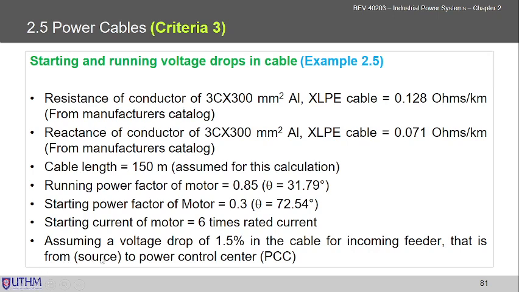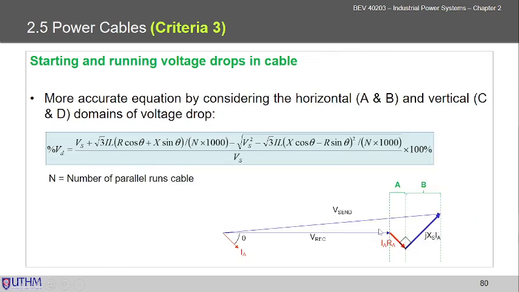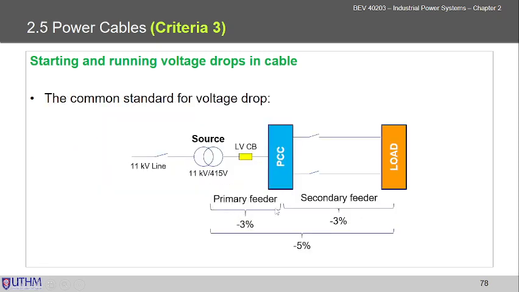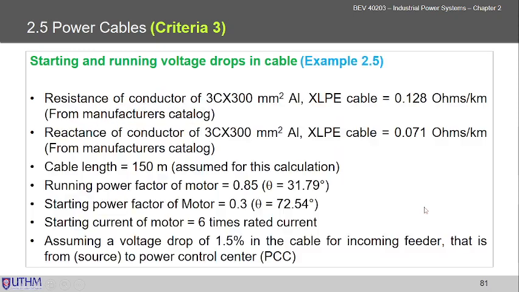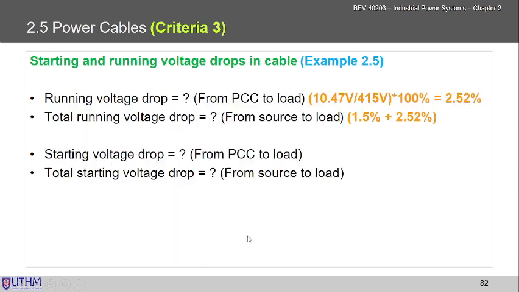That means it is assumed from the source to the PCC, like just now. From the source to the PCC, that means this one. So this is on the primary feeder, and it has been defined as 1.5% of the voltage drop here. Now we need to calculate the running voltage drop. This is more of our consideration than the starting. We look at this one first, the running voltage drop from the PCC to the loads.